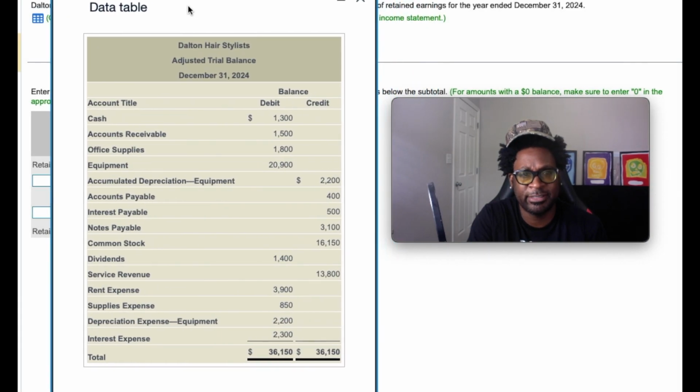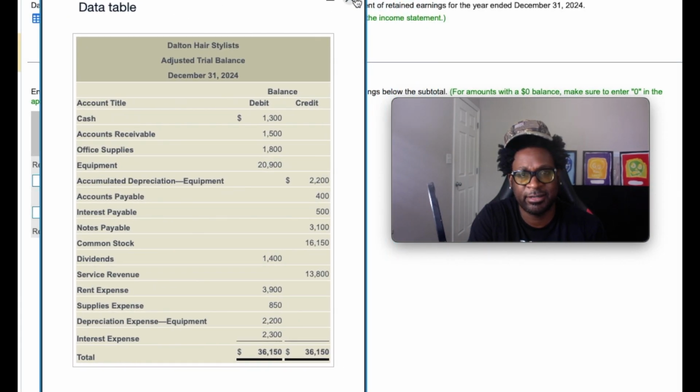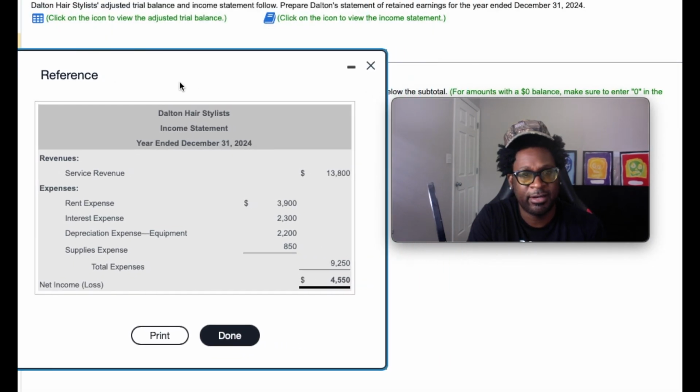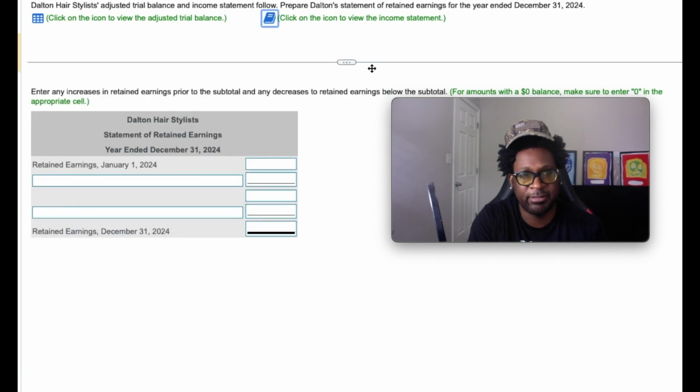Okay, so let's see what we have here. We have an adjusted trial balance, and we have an income statement as well. And enter any increases in retained earnings prior to the total.